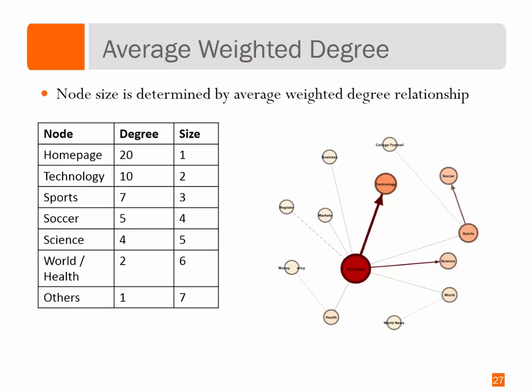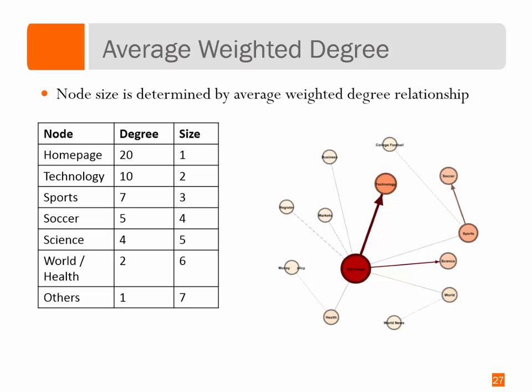Now, if we look at technology, we can see that its relationship is quite significant. It has a weighting of 10. So that relationship between technology and home page is 10. And so technology is provided with a size of 2.